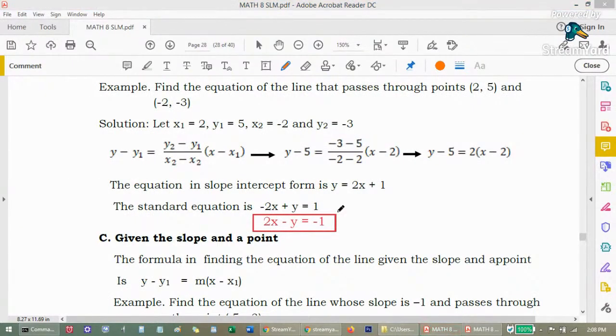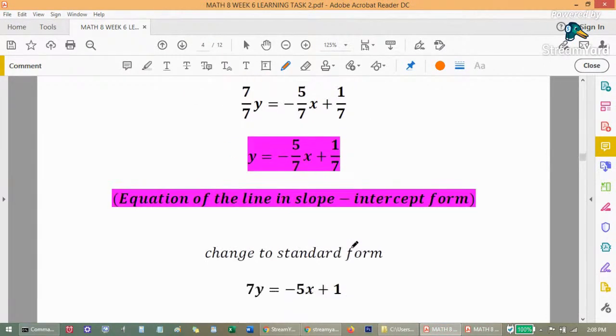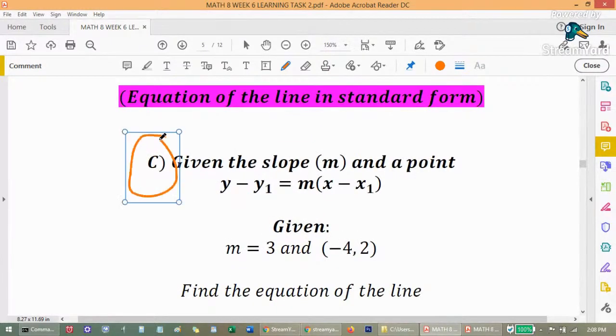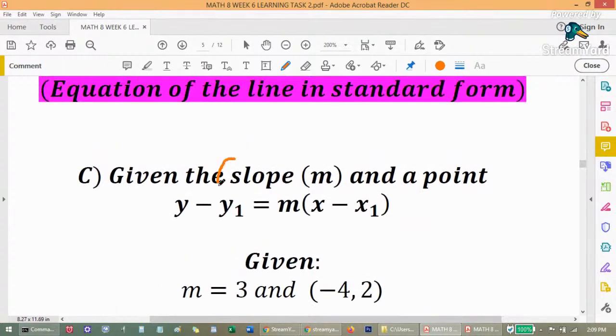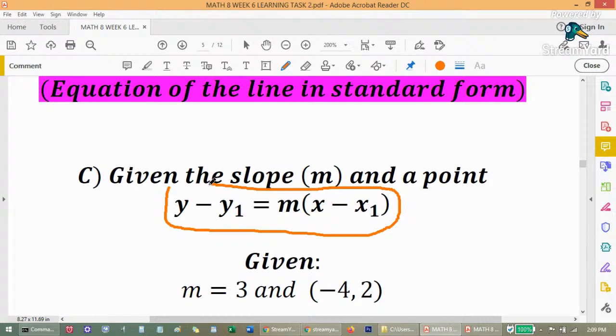So, let's proceed to letter C. So, ano daw ang equation of the line pag binigyan tayo ng isang slope at isang point? Isang slope, isang point. Okay, so ito ang gagamitin nating formula. So, take this down.